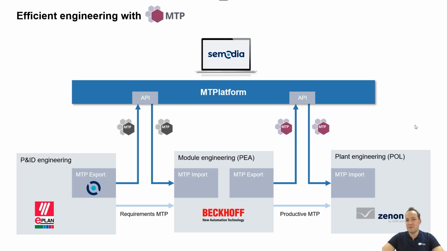In the last videos, you have seen the P&ID generation up to module engineering and finally storing the finished MTP template in the MT platform provided by Semodia. What is our task today? We want to create the process orchestration. How can we do that? We have to import this file directly out of the MT platform, orchestrate it in the Zenon platform, and see it then in our control system.